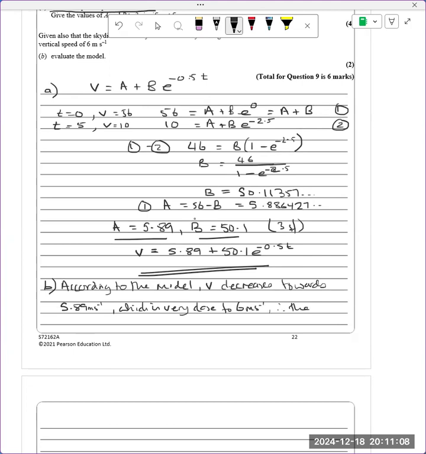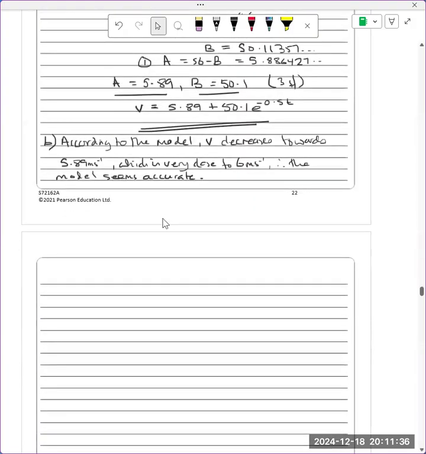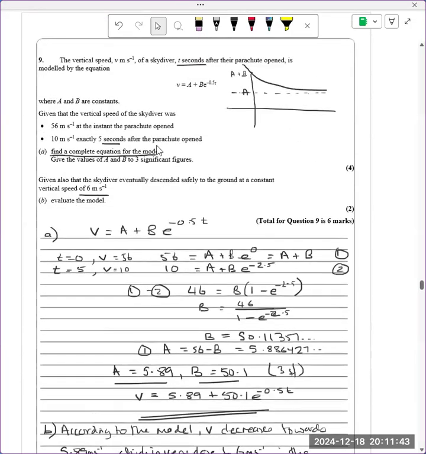Therefore, the model seems accurate. Okay, that's all you have to say, right? Because you're only commenting on the one piece of data that they've given us. They haven't given us anything else. So that's the only thing we can talk about. So the velocity does reduce towards this value of 5.89, which is pretty close to 6. Okay, so we say that's a good model. I know it's not perfect, but it's good enough. Okay, so that is question 9.